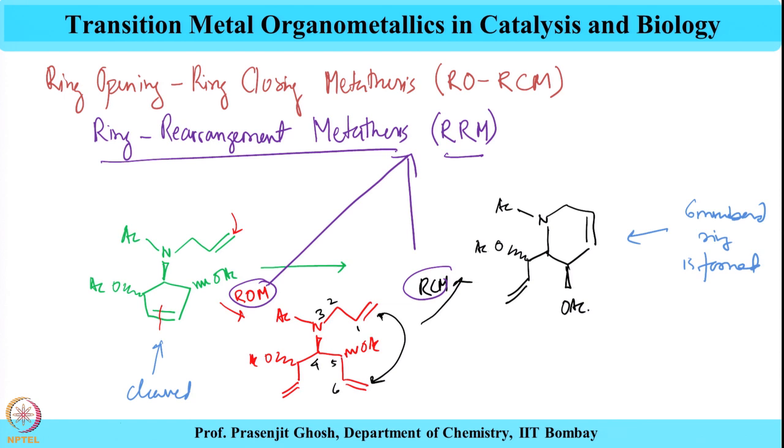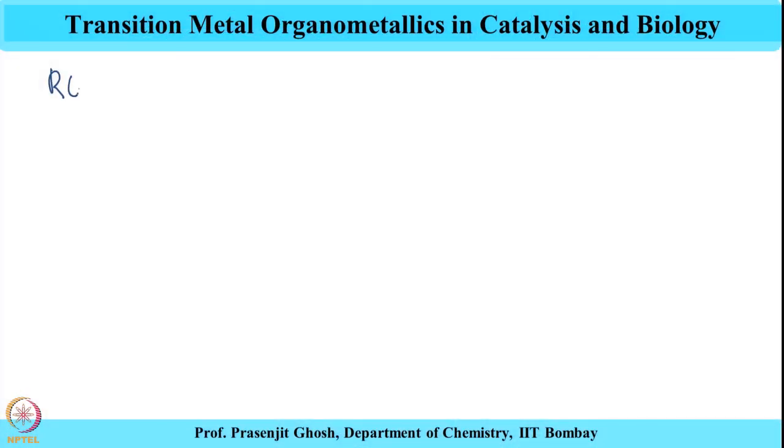So, this is a nice example of two sequential metathesis reactions that occur to form a 6-membered ring. So, we are going to also look at some more examples of this ring opening, ring closing or RRM reaction as we proceed through today's discussion. RCM, ring opening, ring closing metathesis, or RRM, ring rearrangement metathesis reaction examples.